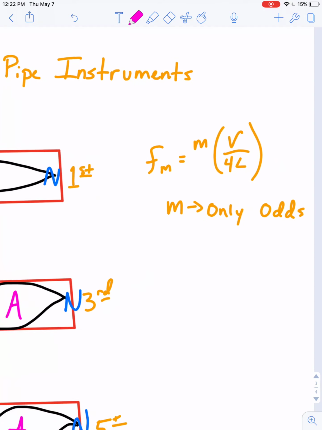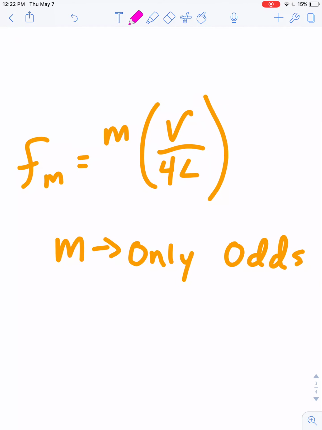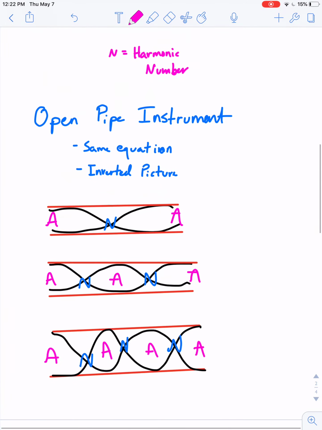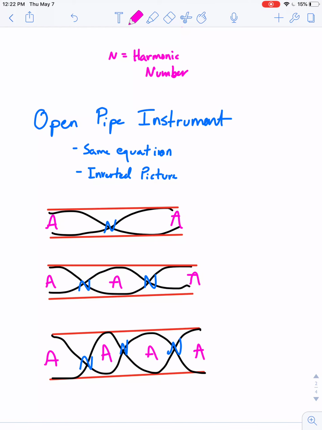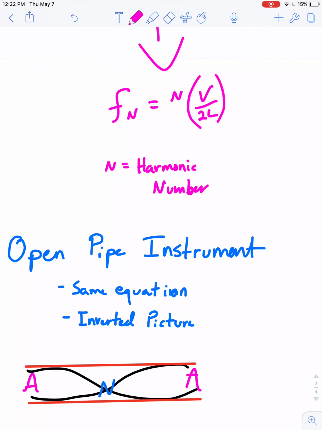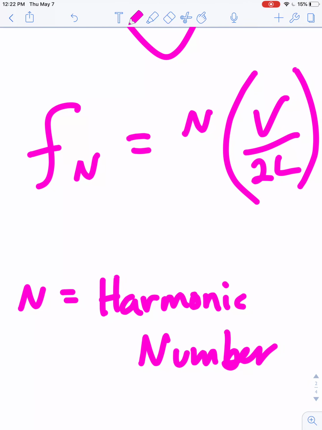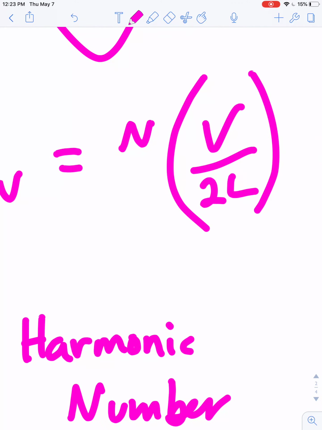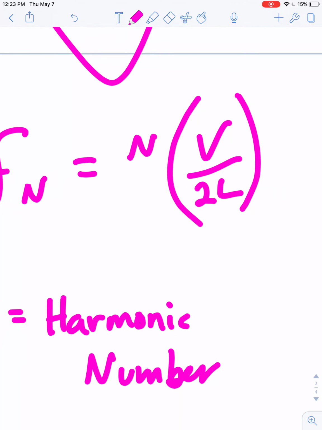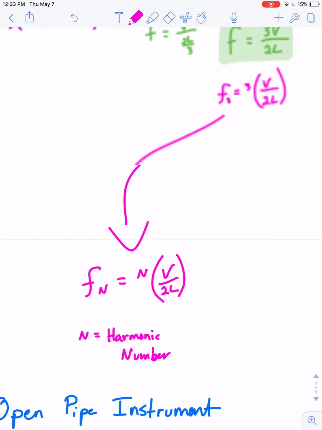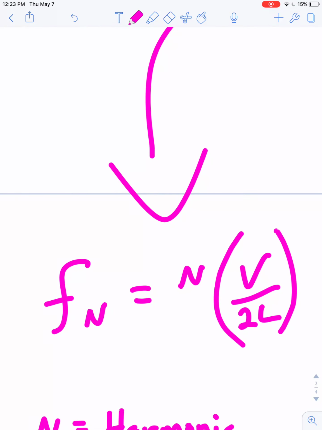So these are the equations. For a closed pipe, you're going to need Fm equals M times velocity divided by 4L, and again, that M has to be an odd integer. For an open-ended pipe instrument, it's going to be Fn. N is simply the harmonic number, so the harmonic frequency is going to equal that number times the velocity divided by 2 times the length of that string or pipe. And that's the same for string instruments as well.